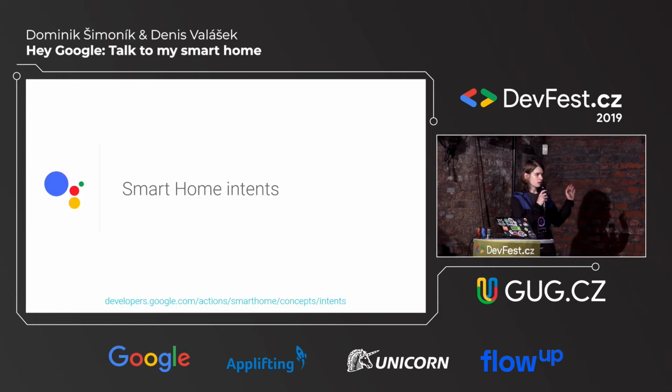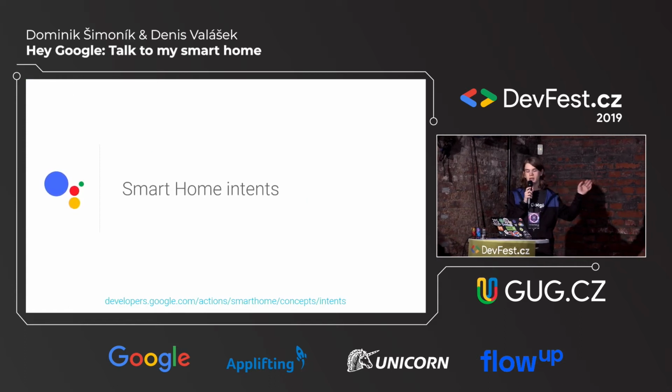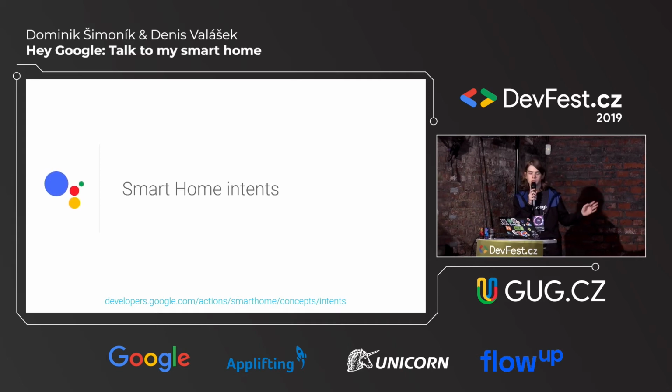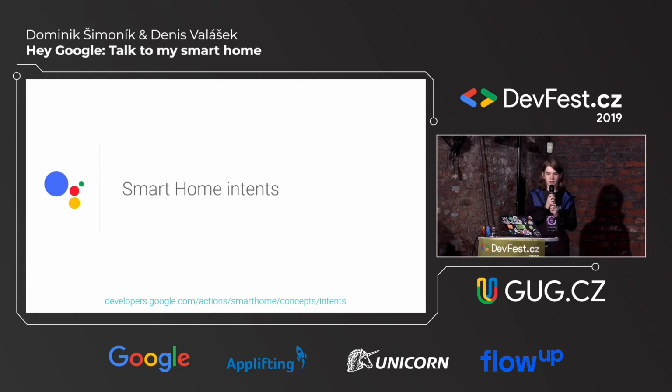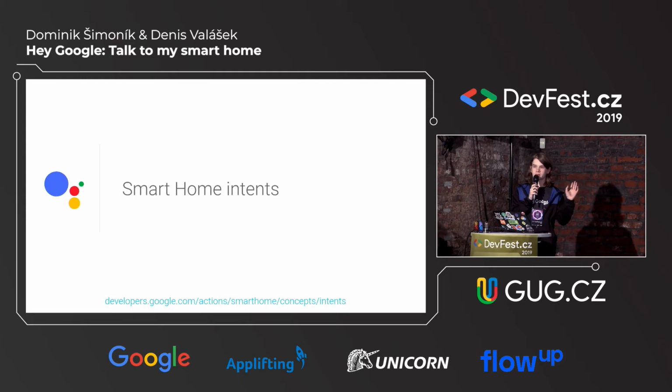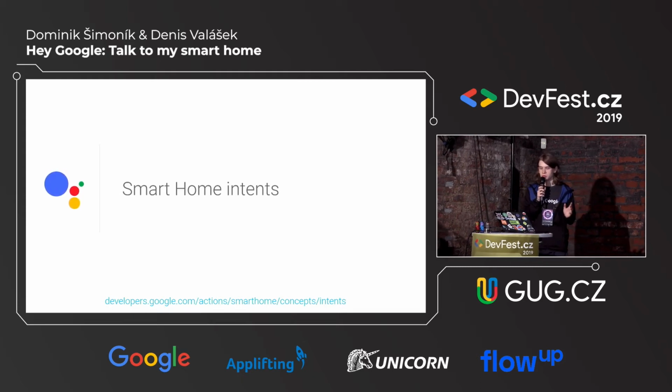So, as I told in the beginning, there are some intents that you can define. And as you've seen in the example of code, there was onSync, onQuery, and so on. And now we will talk about them. There are a few of these intents, and they are functions that you have to define so Google knows what to do.